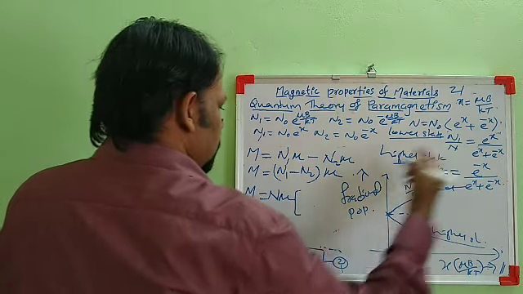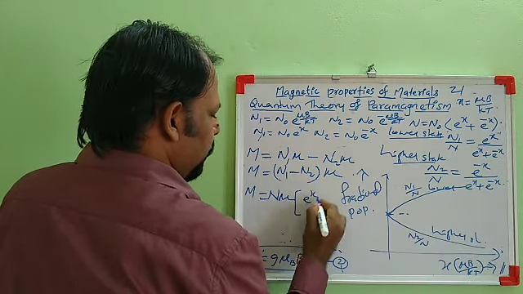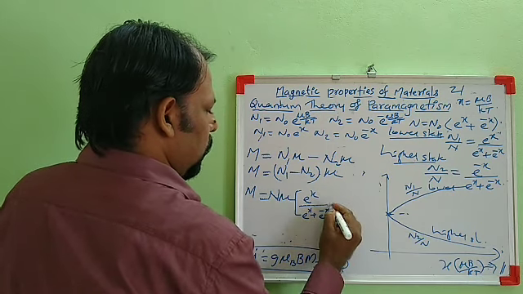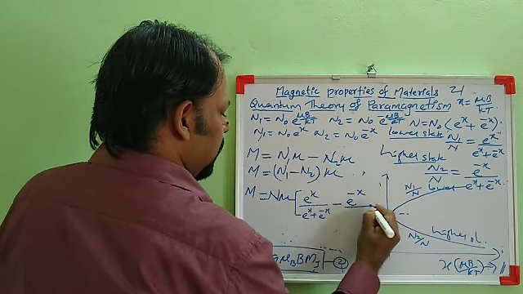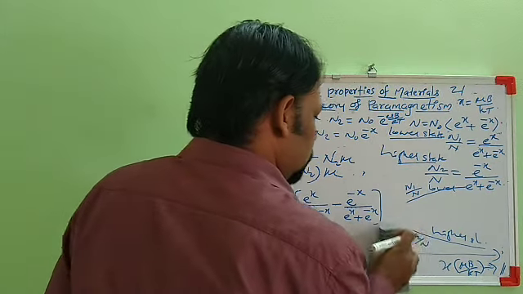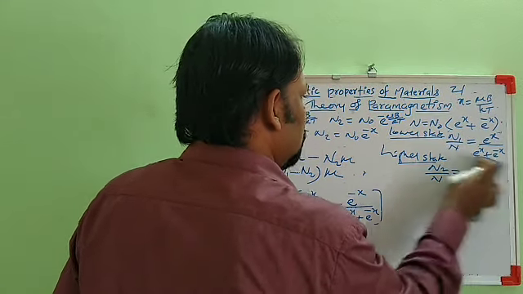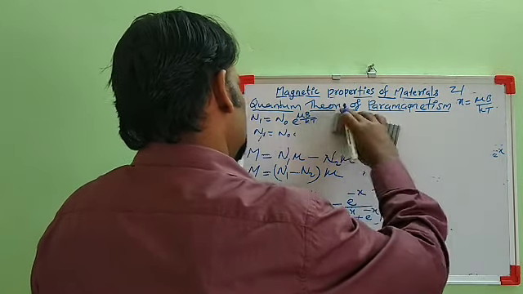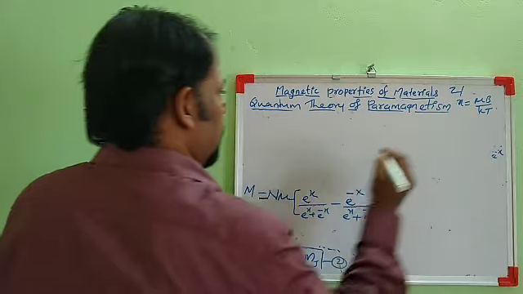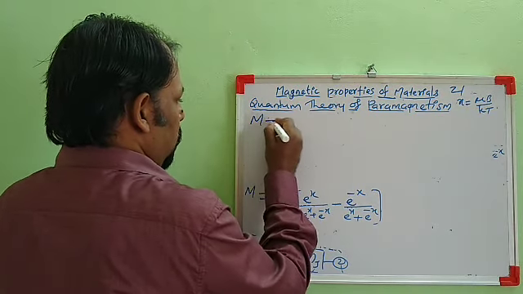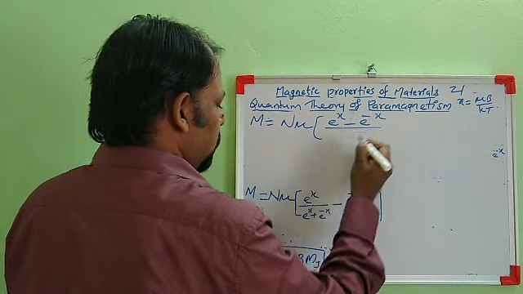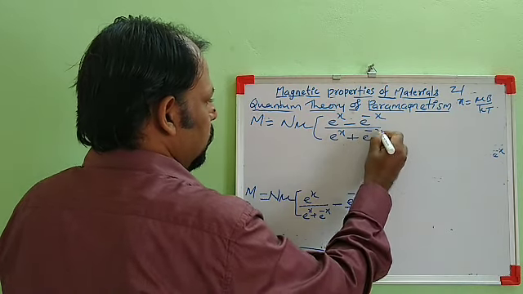Then into, the first term is e raised to X by e raised to X plus e raised to minus X. Then minus the second term, e raised to minus X by e raised to X plus e raised to minus X. On simplifying that, this equation we can write as M equal to N mu into e raised to X minus e raised to minus X by e raised to X plus e raised to minus X.